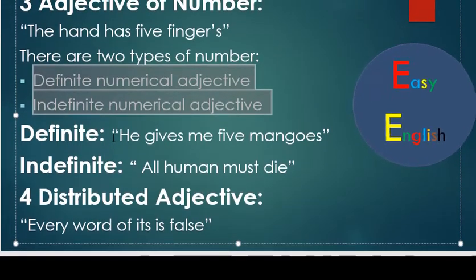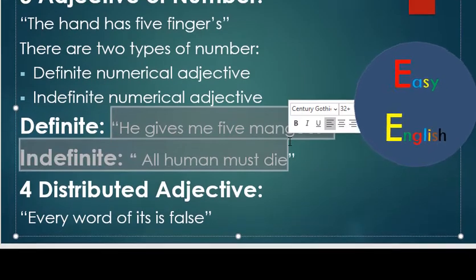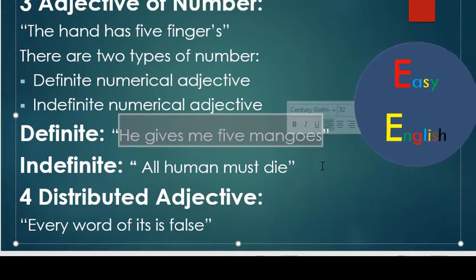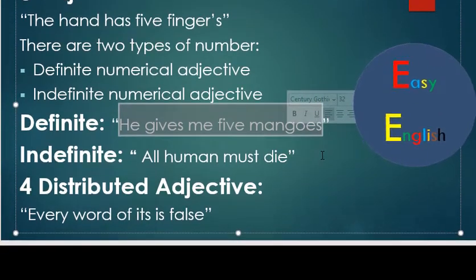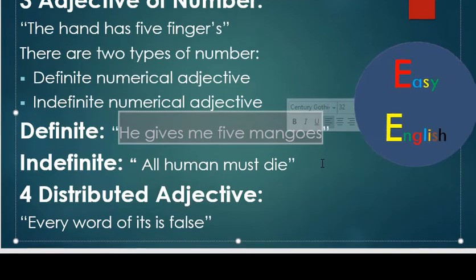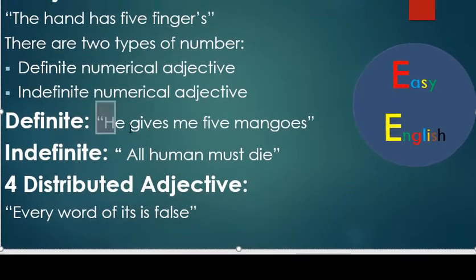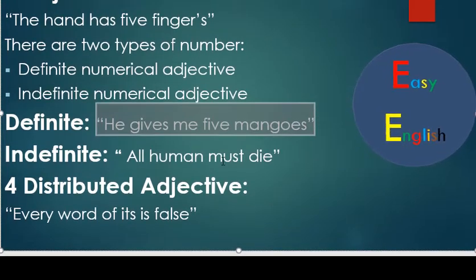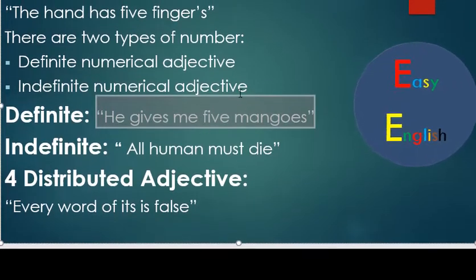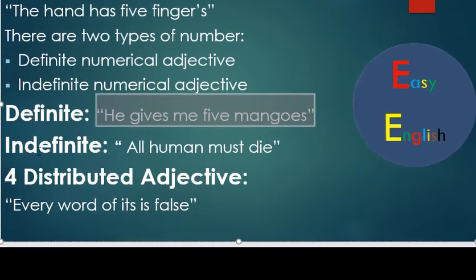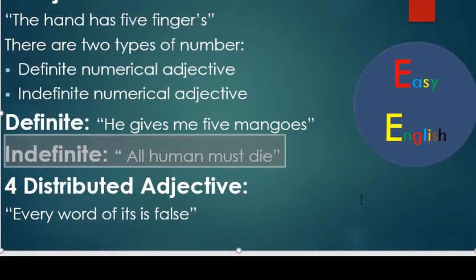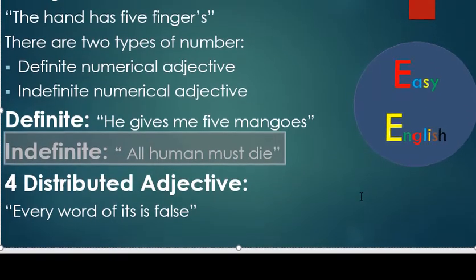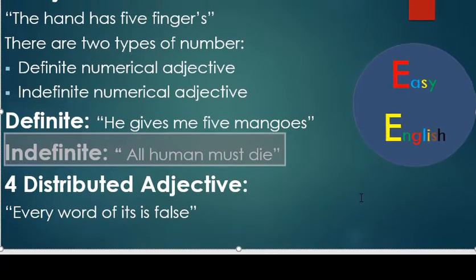The first one is definite numerical adjective. Definite means that it shows countable things, the exact number of a person or thing. He gives me 5 mangoes. Here it shows the exact number of mangoes. How many mangoes? 5 mangoes is called definite. And indefinite adjective shows not the exact number of a person or a thing.